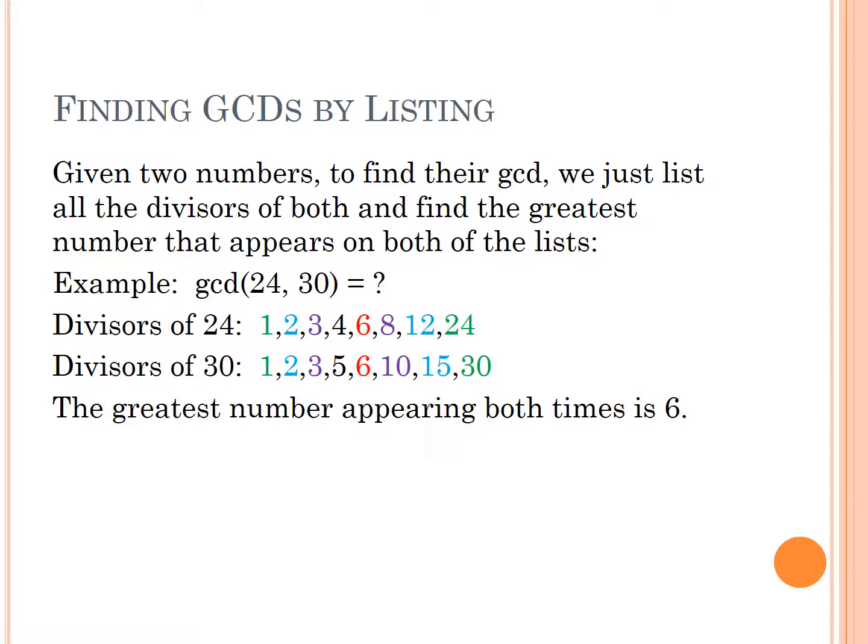The next number is going to multiply by what's to the left of 3? 2. 2 times what is 30? 15 is next on the list. And then to the left of the 2 is the 1. 1 times 30 is 30. So I now have both lists complete. And what's the biggest number that appears in both lists? It's 6 again. Seems to be my favorite number so far. That's my GCD.